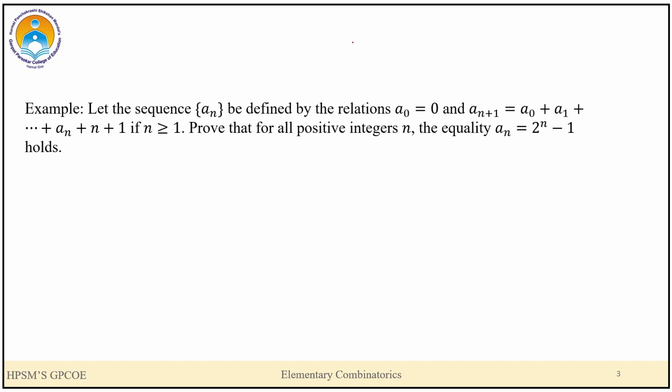If we see over here, this n plus 1th term, it is not only dependent on the previous term an, but also it depends on a0, a1 and so on. So here weak induction principle is not applicable. We have to make use of strong induction principle. We'll prove the initial step for n equal to 1.